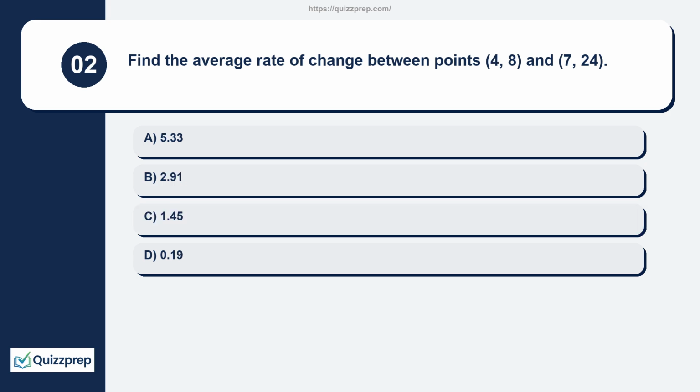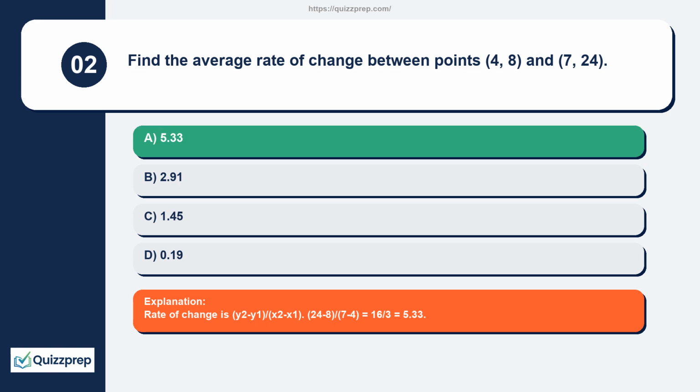Question 2. Find the average rate of change between points (4, 8) and (7, 24). Options: 5.33, 2.91, 1.45, 0.19. Rate of change equals (y2 - y1) / (x2 - x1). 24 minus 8 over 7 minus 4 equals 16/3 equals 5.33.